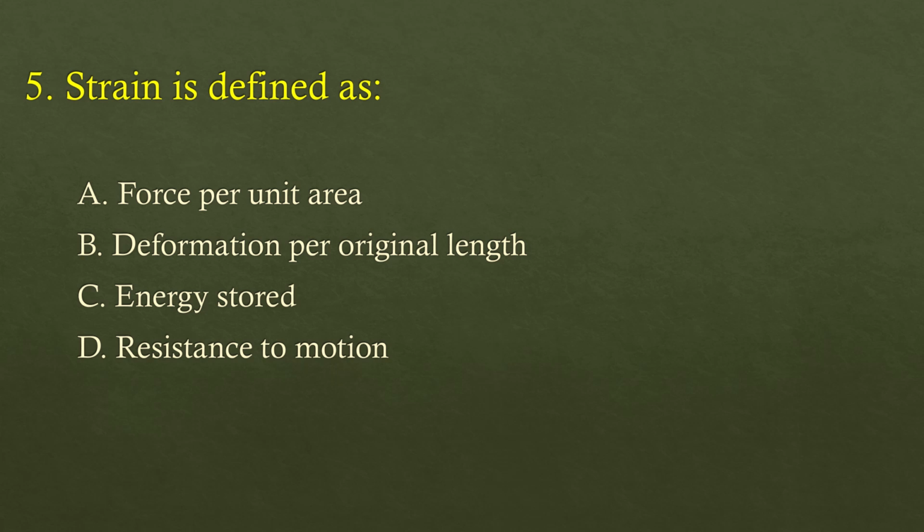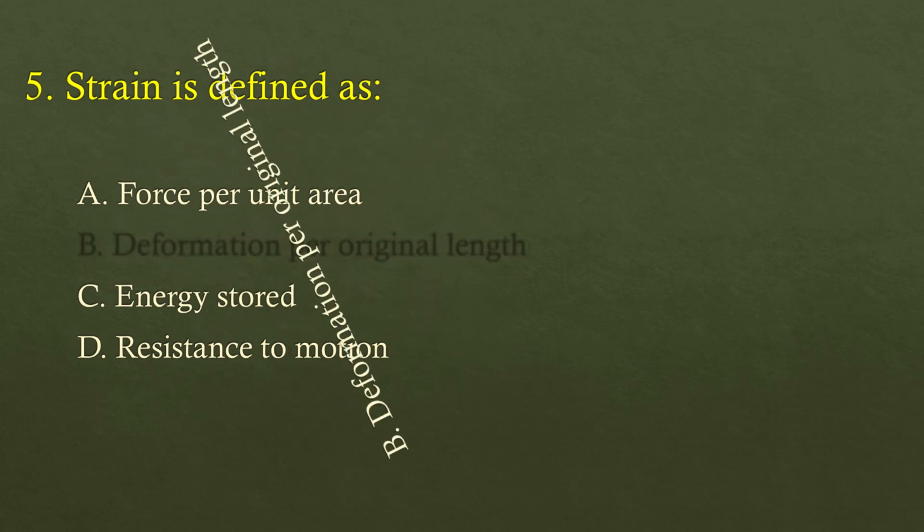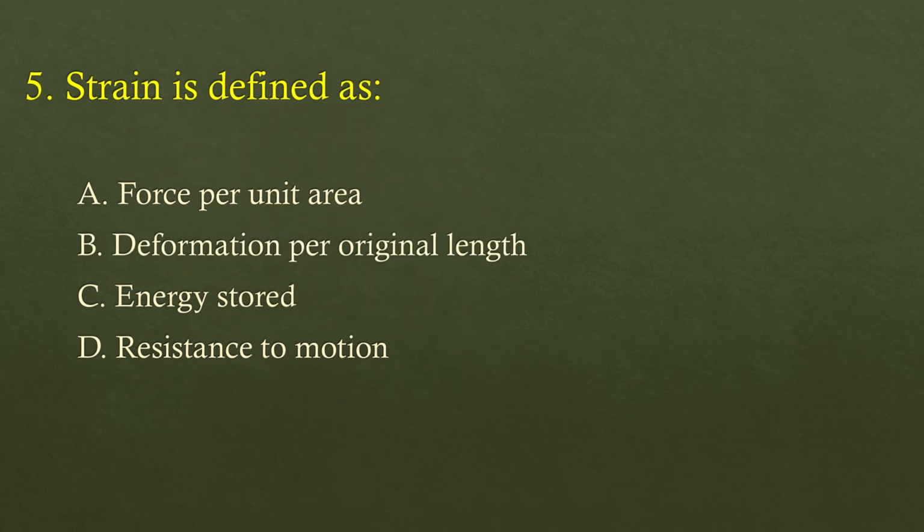Number 5. Strain is defined as A. Force per unit area. B. Deformation per original length. C. Energy stored. D. Resistance to motion. So the answer is deformation per original length.